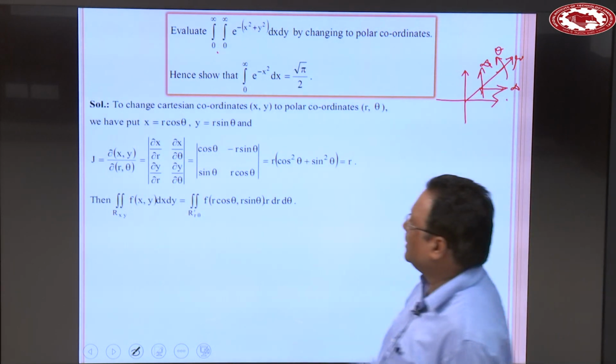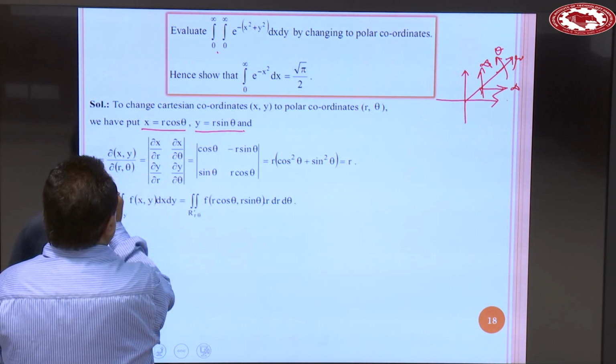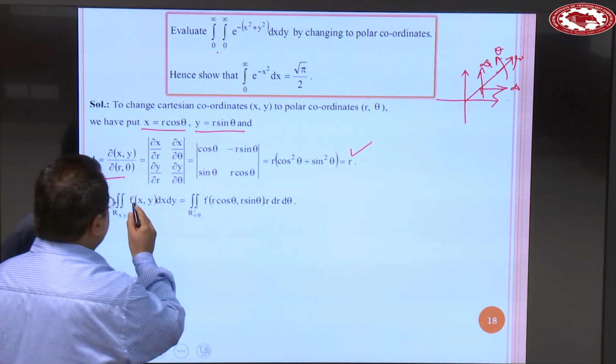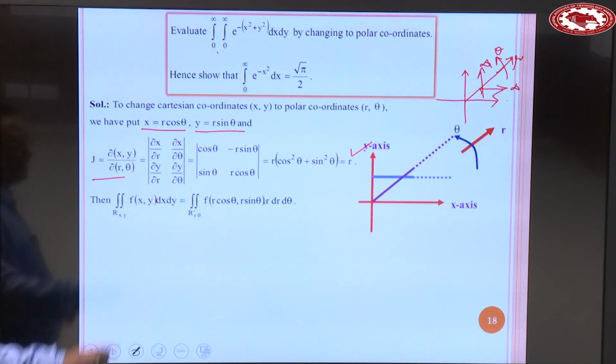Now see how to do this. Put x is equal to r cos theta, y is equal to r sin theta. The value of the Jacobian is r. Then this integral problem is converted into this integral problem.